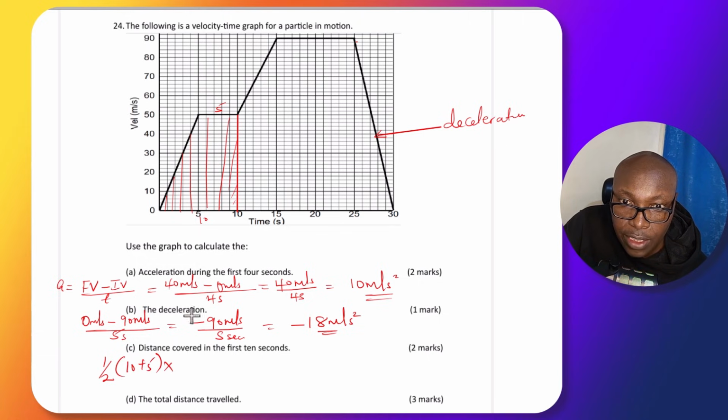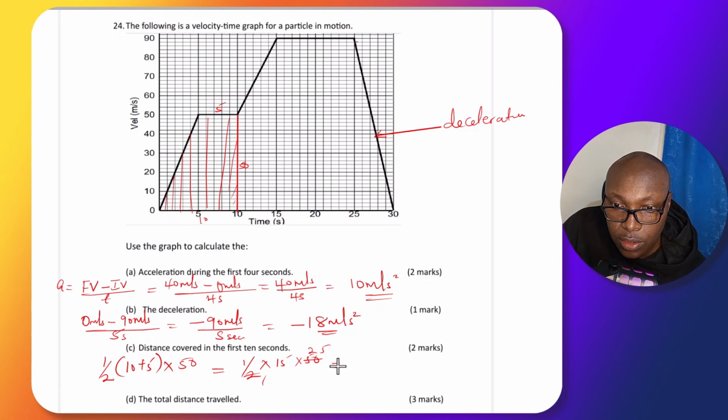Then the height will be this one. The height will be 50. So that is how we get the area. This gives a half times 15 times 50, and when you work it out, 25 times 15 gives 375 meters.